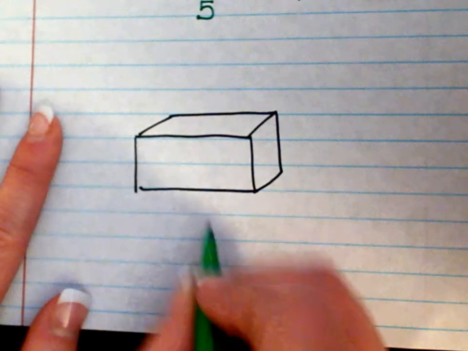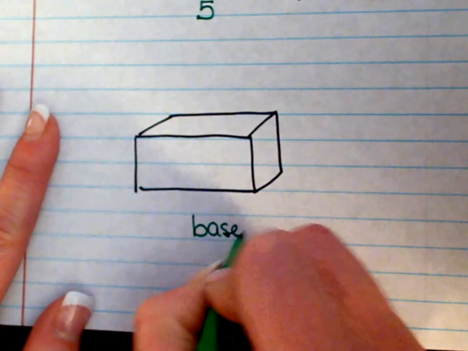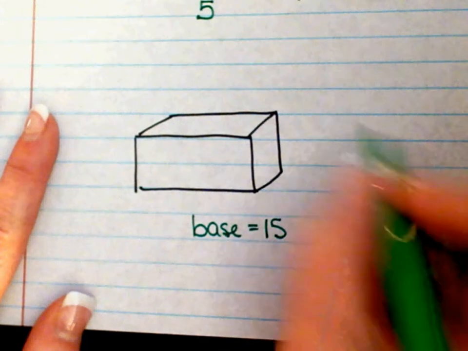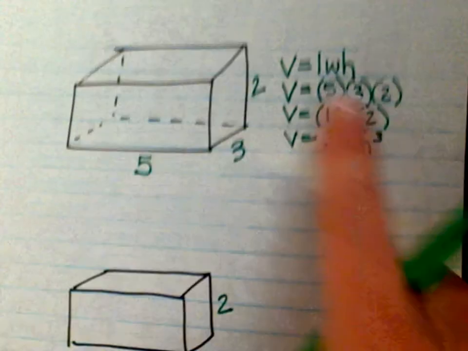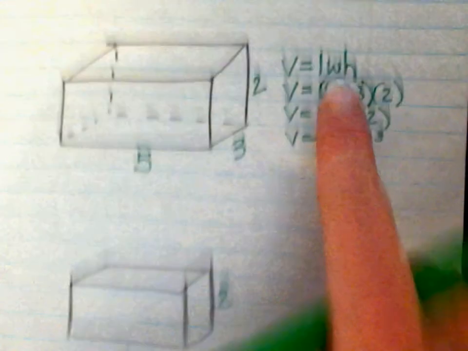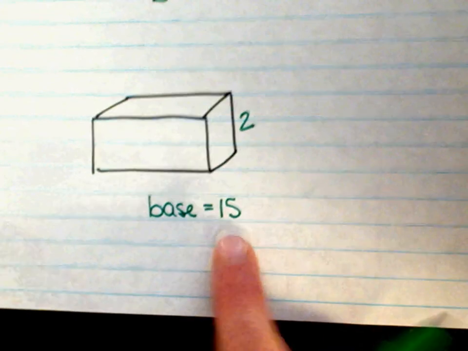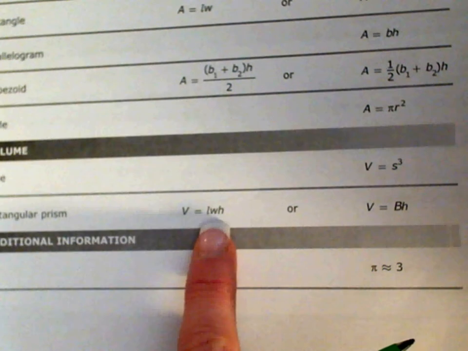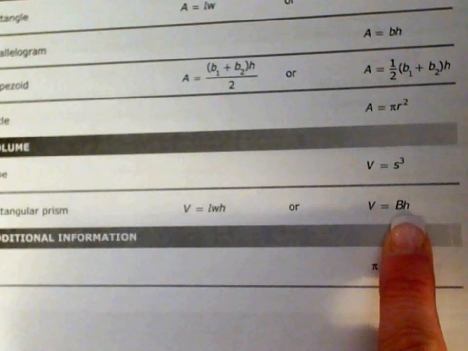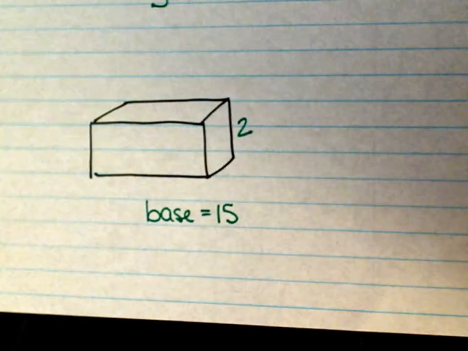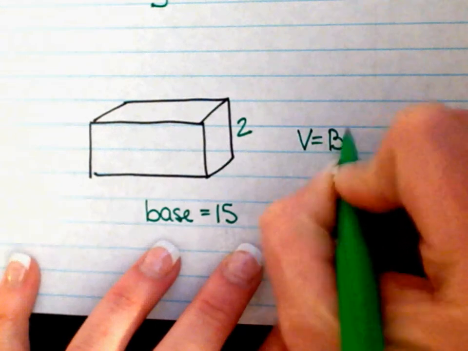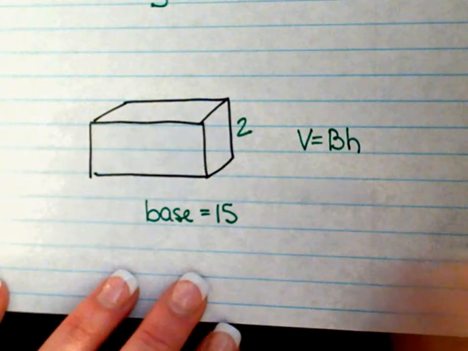Okay, so this time I'm not going to give all the different numbers. This time I'm going to say the base is 15 and my height is 2. Well, we just used a formula of length times width times height. But there is another formula on our formula sheet. If we look at that, back to volume, rectangular prism, we use this one, but look, there is another one. This says volume equals base times height. Okay, so volume equals base times height.